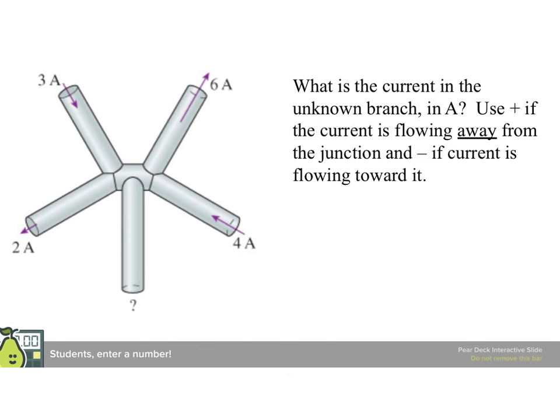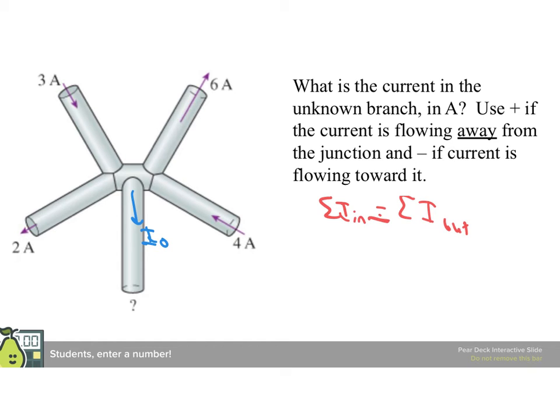All right, a couple of problems on this. What is the current in the unknown branch, measured in amperes? Use plus if it's flowing away and negative if it's flowing in. So I'm going to arbitrarily assume, and it doesn't matter, that it's flowing out. I'm going to call that I sub 0. And we're going to say that sigma I in equals sigma I out.